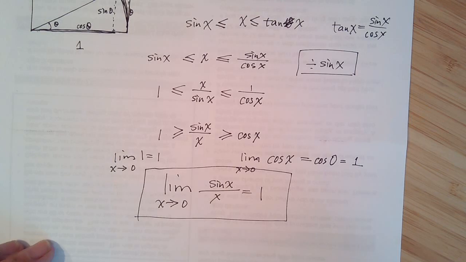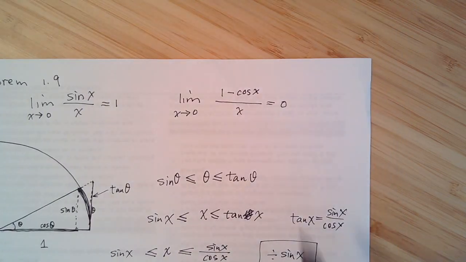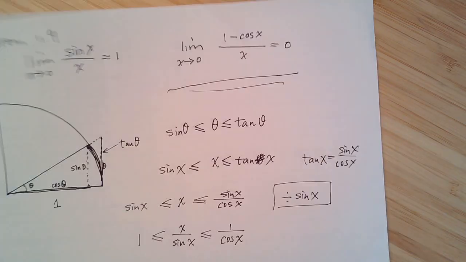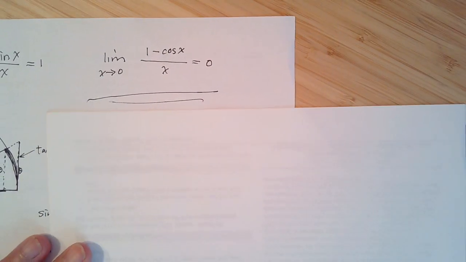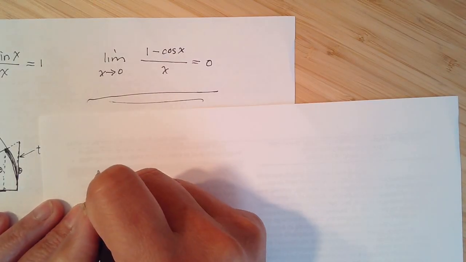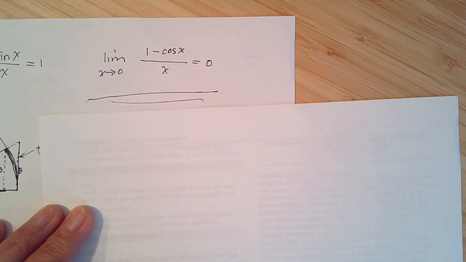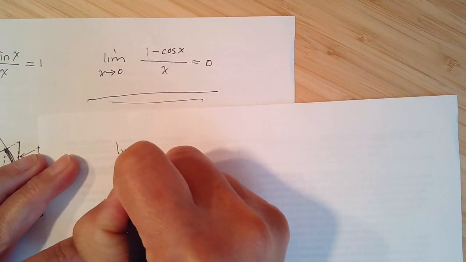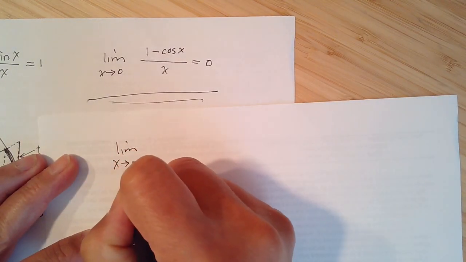Okay, done. And what about the second one? How do I prove this one? Let me prove this for you. Okay, I hope you're still awake. So I need to prove, let me see. I need to move my paper a little bit. I copy that, okay? Because I think I will not have enough room.